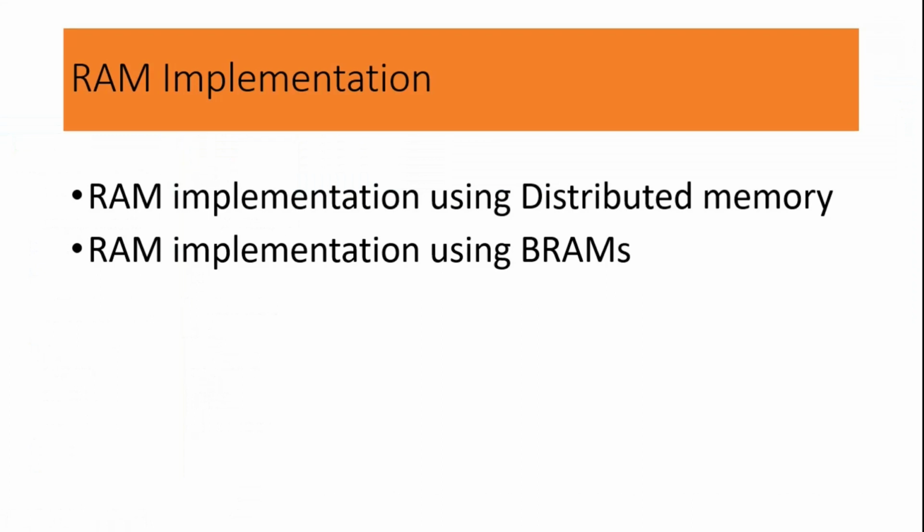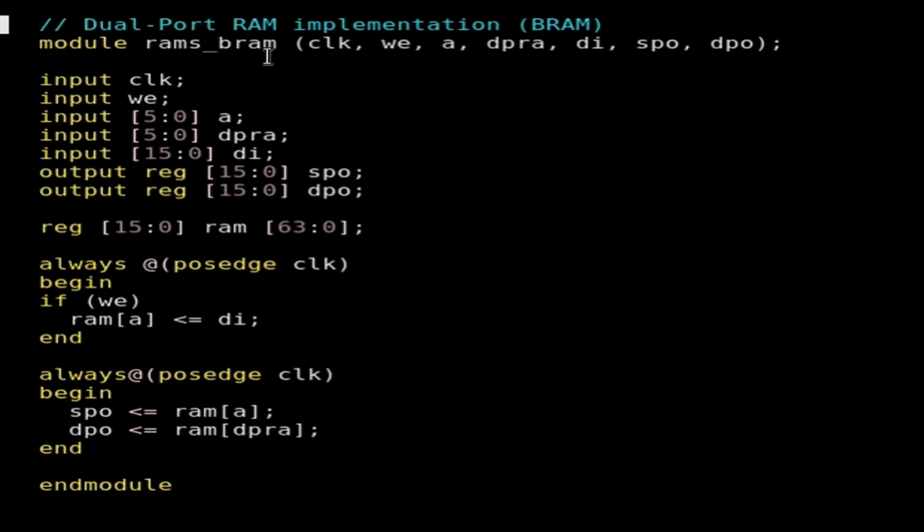Now let us see the second example, where we will implement RAM with the help of dedicated block RAMs available inside the FPGAs. Then I will keep both the RTL codes side by side and point out the differences between the two. Friends, in this second example, we are going to implement the same dual port RAM with the help of BRAMs available inside the FPGAs.